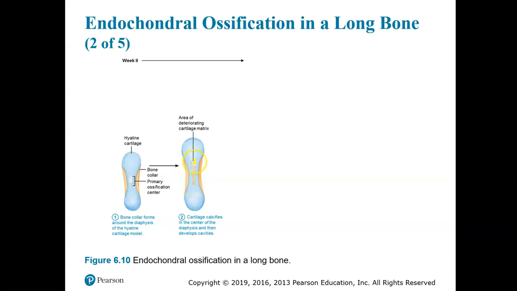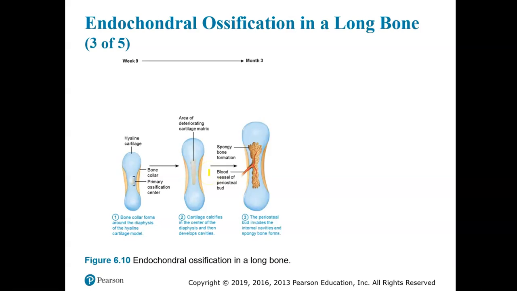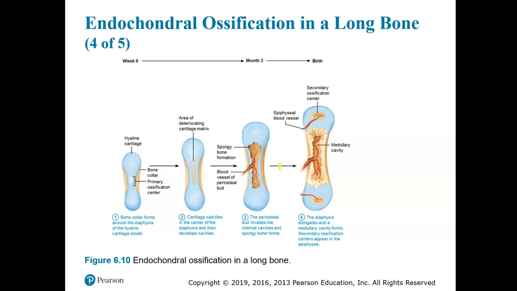But the first thing that has to happen is the cartilage cells have to get larger, and then they die, and then bone cells replace them. So in step 3, you see the spongy bone begin to form, and blood vessels begin to invade the spongy bone tissue. In step 4, you see the formation, the beginning of a medullary cavity.